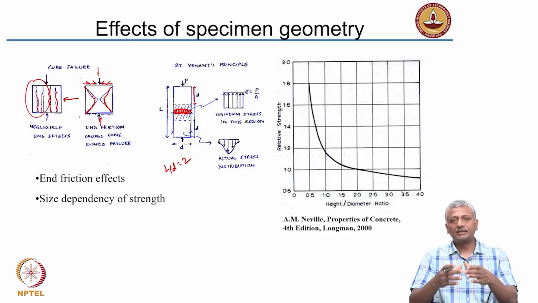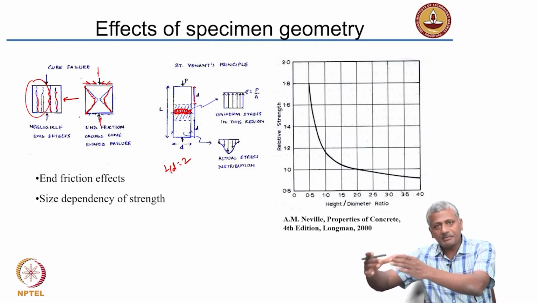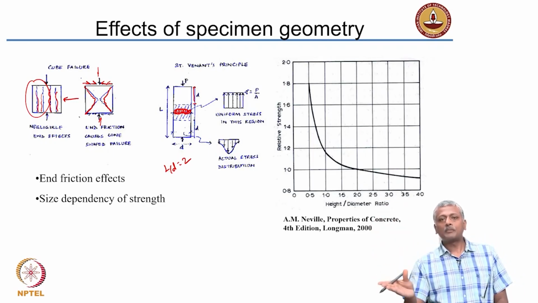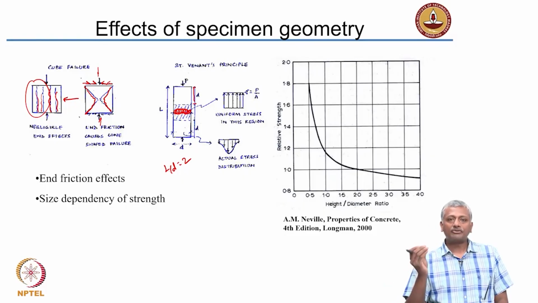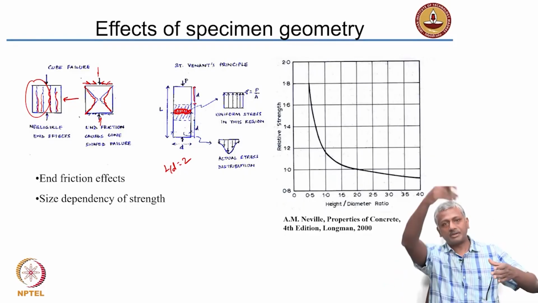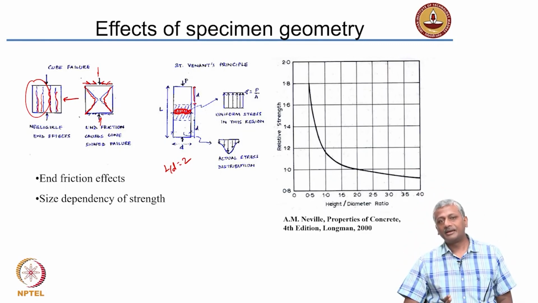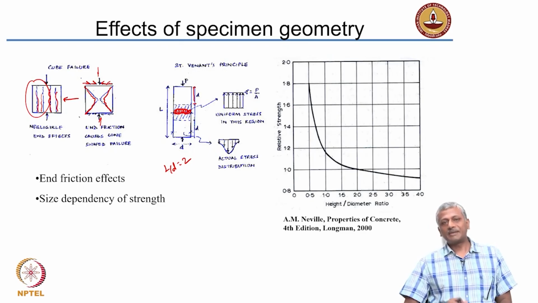So, you take the cylinder, you pour the concrete and you cast the cylinder, and in the same direction you are doing the test. So, a cylinder is a more appropriate representation of a member like a concrete column, which is a vertical member where concrete is poured in that direction and the loading is also in the same direction. In the case of a cube, it is not the same.